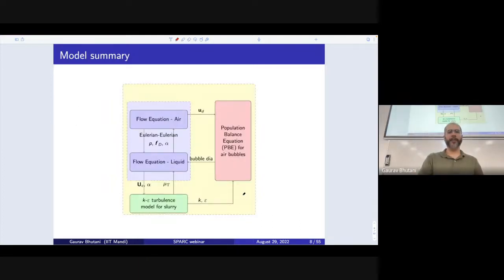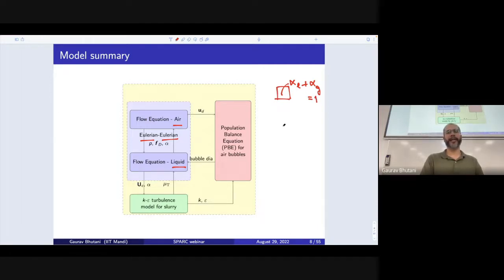So here's a model summary. We have 2 phases. We have air, that is the gas bubbles, and we have liquids. We are modeling both of them using Eulerian system. So that means they are both continuous, in the sense that if you take, let's say, a representative volume, a small volume, then it will have some amount of gas and some amount of liquid, and the fraction of each adds to 1. So that's the Eulerian system.